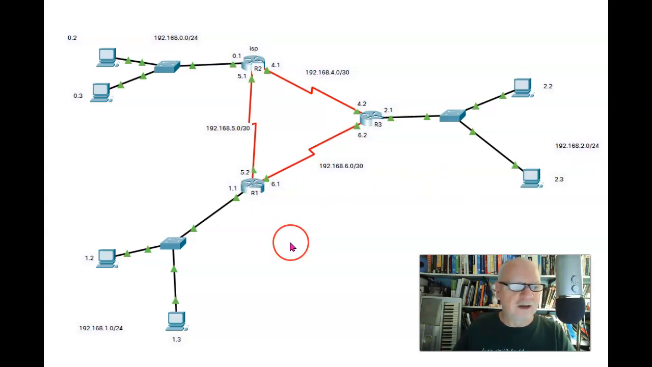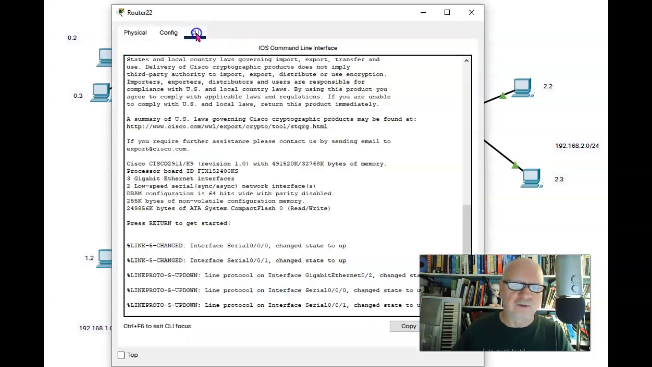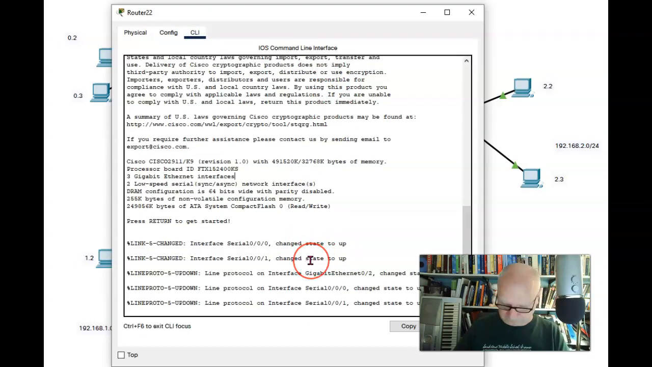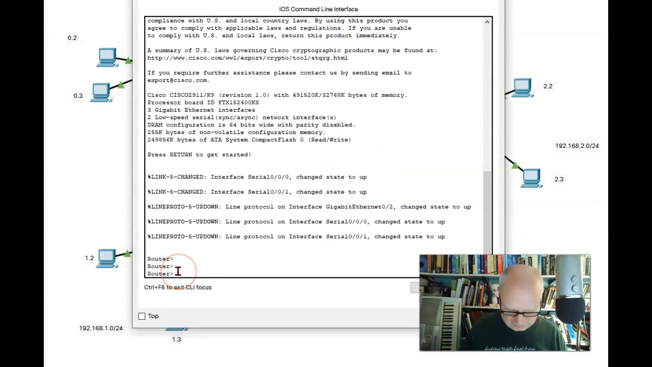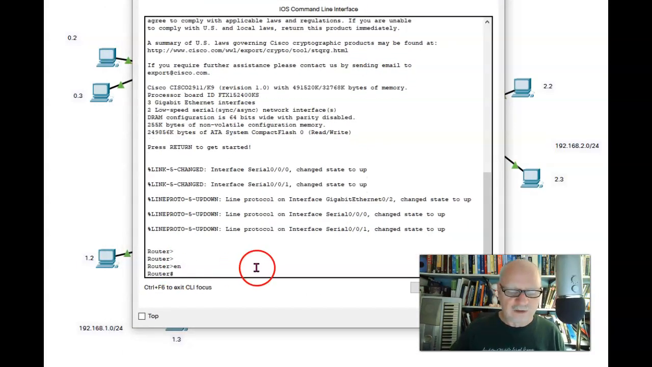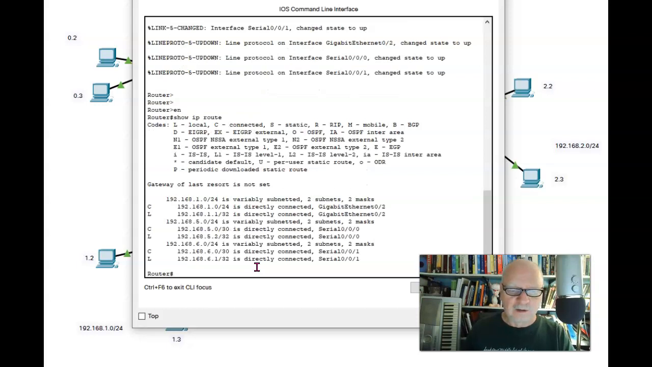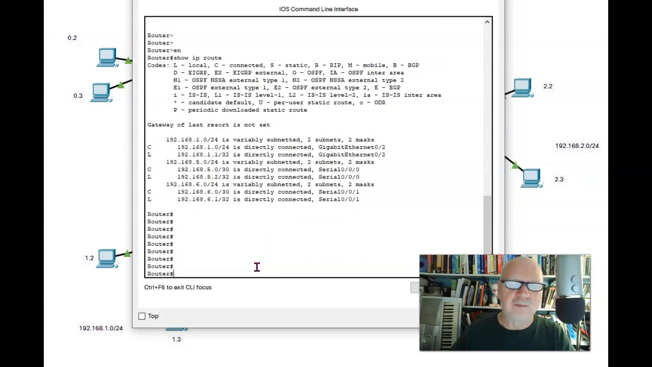So before we learn how to fix that problem, let's start with just learning a little bit about the routing table and what it looks like. So I'm going to open this router up, go to the command line, and I need to be in privileged exec mode, and the command I need is show ip route. All right, we have a routing table here. Let's learn how to interpret it.